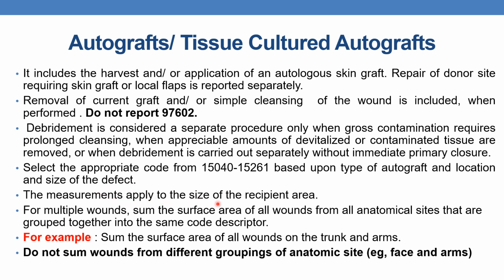The measurements apply to the size of the recipient area. For multiple wounds, sum the surface area of all wounds from all anatomical sites that are grouped together into the same code descriptor. For example, sum the surface area of all wounds on the trunk and arms, and do not sum wounds from different groupings or anatomical sites. For example, face and arms. You can sum the wounds from arms and trunk, but you cannot sum the wounds from face and arms because they come from different groupings of anatomical sites.